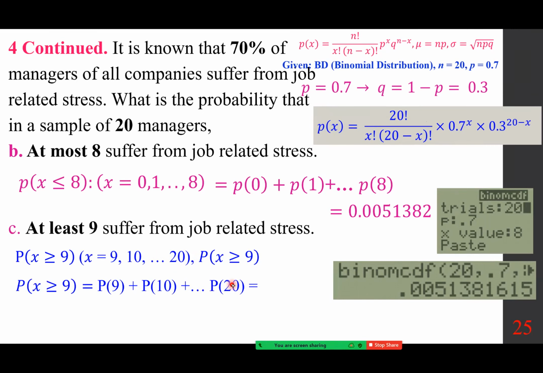In this case, what is interesting is that the probability of x larger than or equal to 9 means 1 minus the probability of x less than or equal to 8. And since you have this, simply 1 minus this number, which gives us 0.99486. So we need to understand the meaning of at most and the meaning of at least.